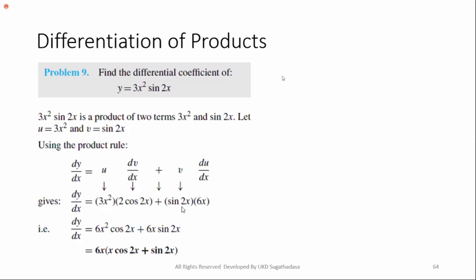Then plus v is sin 2x, other function. Du by dx, what is u? 3x squared. What is the 3x squared differentiation? 3 is a constant. x squared is 2x, that is 6x. No?